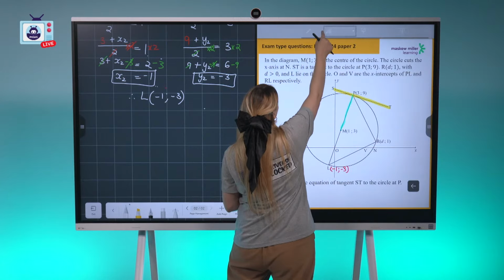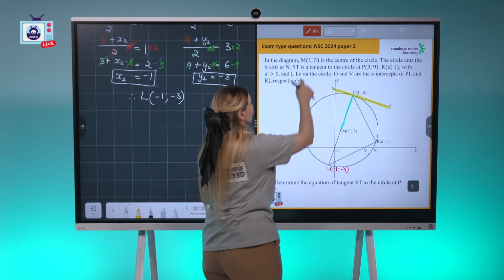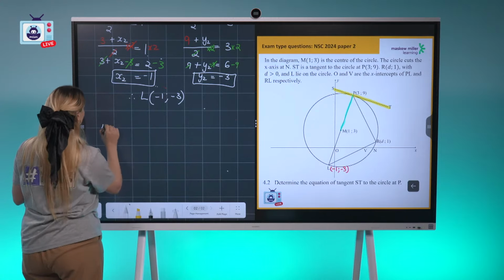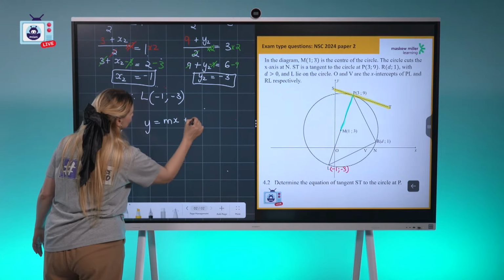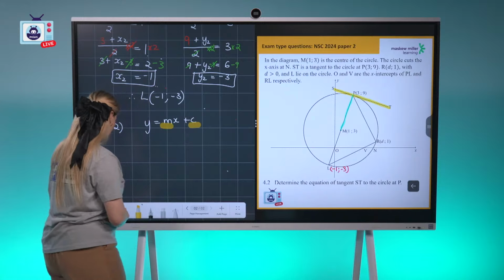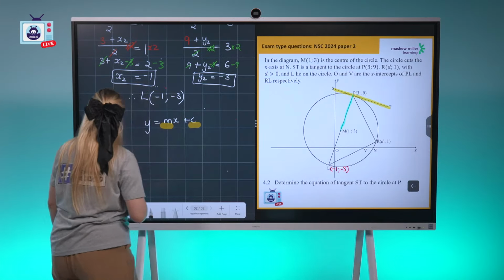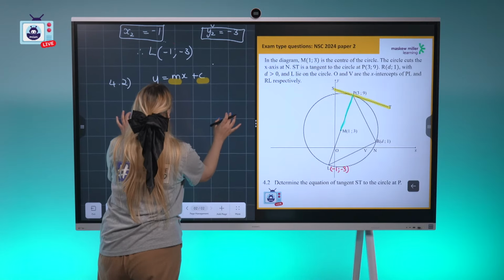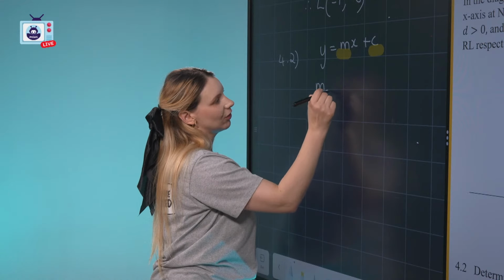Remember what we said earlier on, whenever we are trying to find the equation of a line, y equals mx plus c, we need to find the m and the c of that line. So we are looking for the gradient of the tangent and the y-intercept of the tangent. Now, we know already a way to find the gradient, so let's go for it. So we're looking for the gradient of the radius.